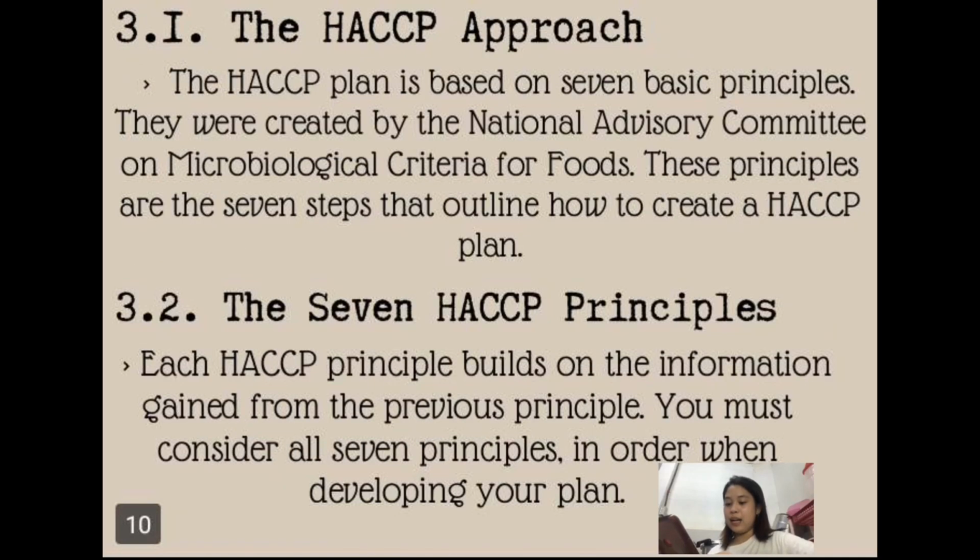The HACCP approach. The HACCP plan is based on 7 basic principles. They were created by the National Advisory Committee on Microbiological Criteria for Foods. These principles are the 7 steps that outline how to create a HACCP plan. The 7 HACCP principles. Each HACCP principle builds on the information gained from the previous principle. You must consider all 7 principles in order when developing your plan.